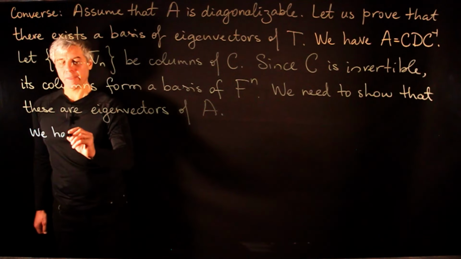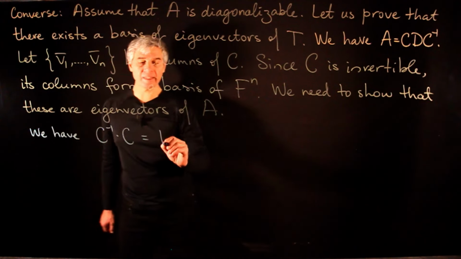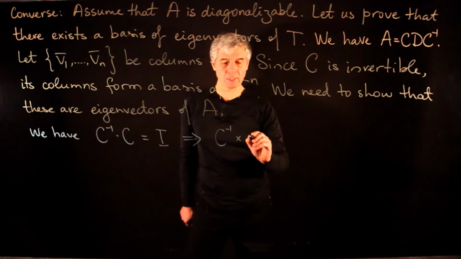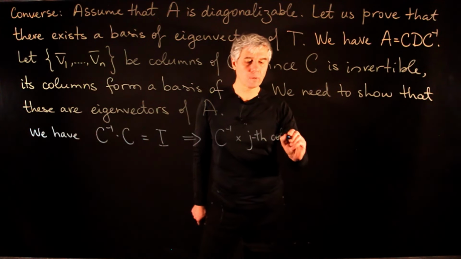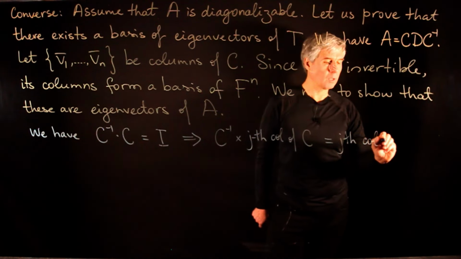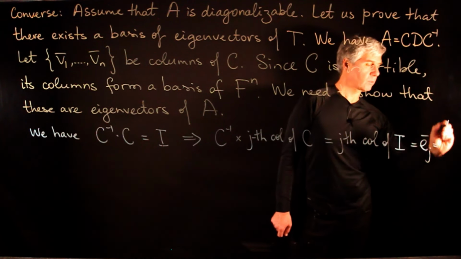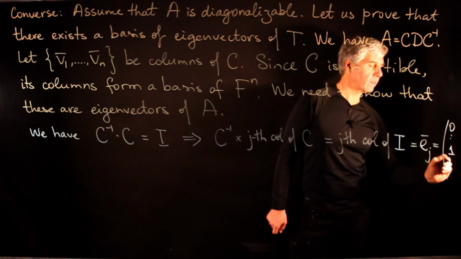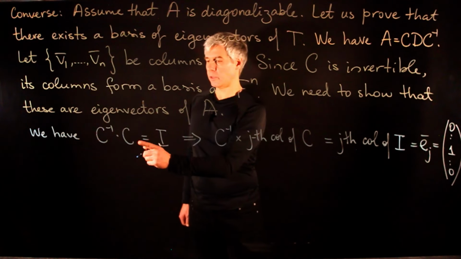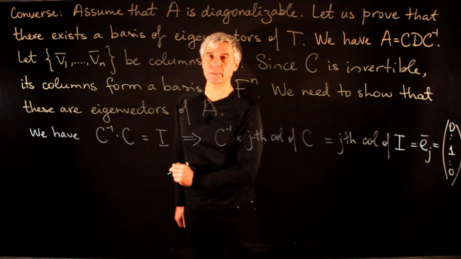We have that C inverse times C is equal to identity matrix. Now, this tells us that C inverse times the jth column of C is equal to jth column of identity matrix, which is Ej. So this is a column of zeros with 1 in jth position. This is how the product of matrices works. So the jth column of the product is the left factor times the jth column of the right factor.